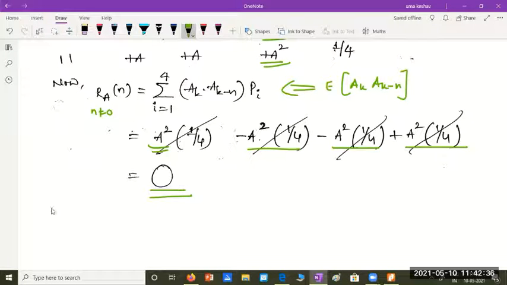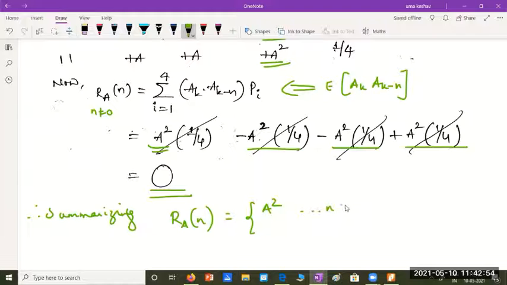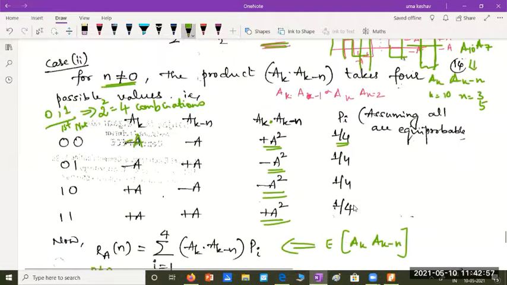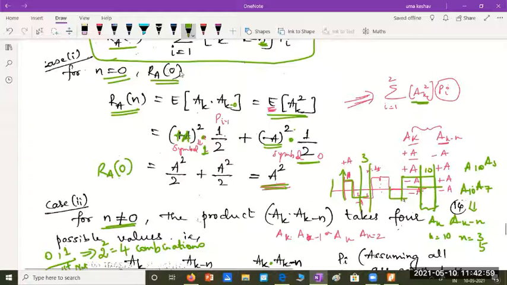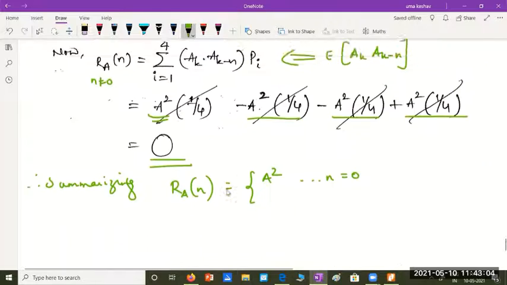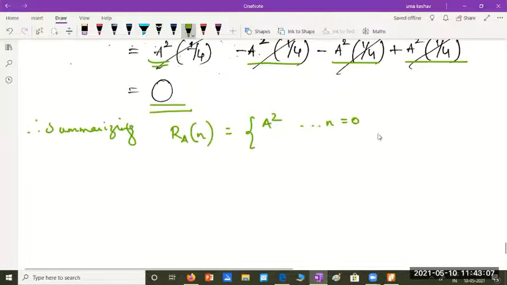Hence, what can I summarize? Therefore, summarizing, I can say Ra of n will be a square for which condition? For n equal to 0. We showed here, right? It is a square. When n was 0, the autocorrelation function would become a square. And when n is not equal to 0, its value would be 0.